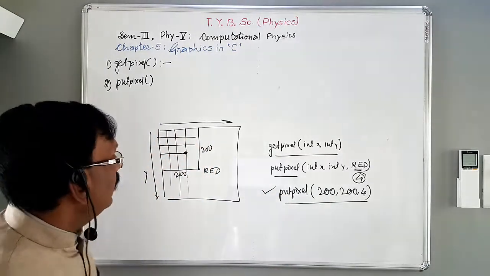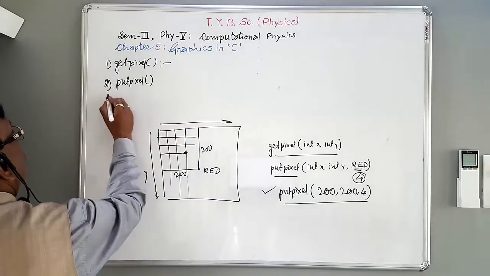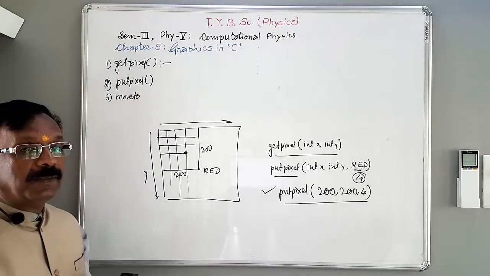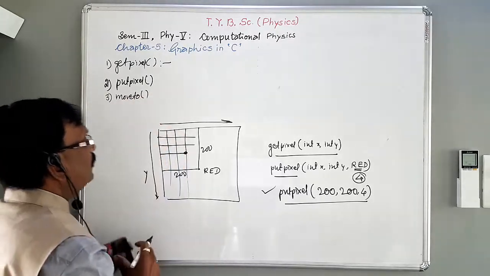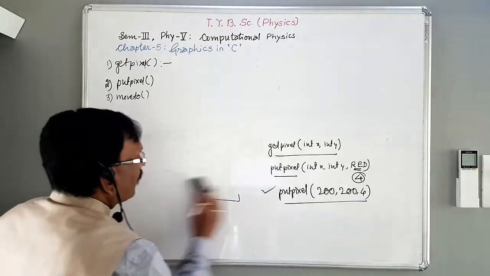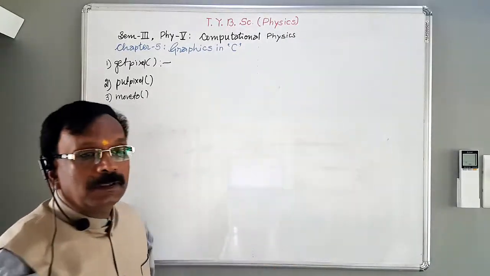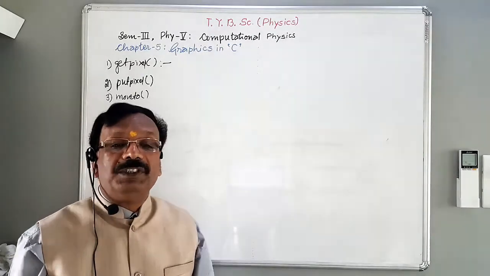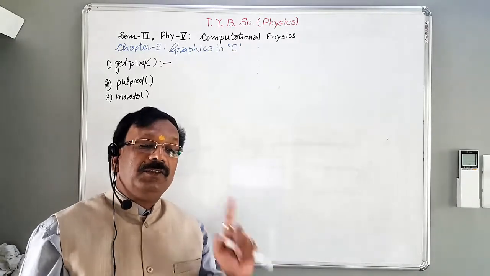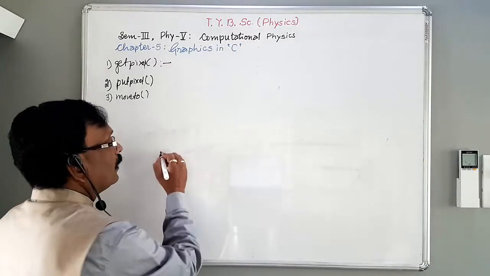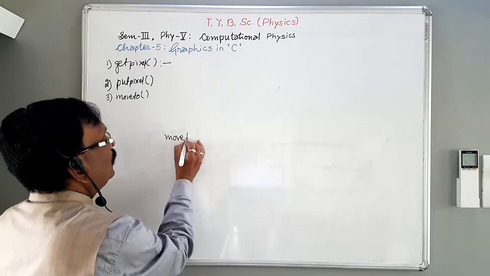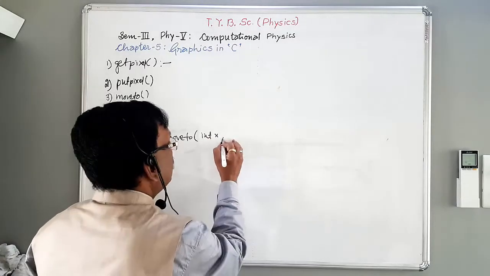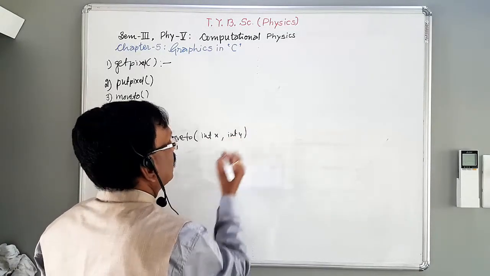Okay. Now next function, move to. What is the use of this move to function? This function moves the current point to a new position defined by x and y coordinates. Suppose we write move to integer x and integer y.